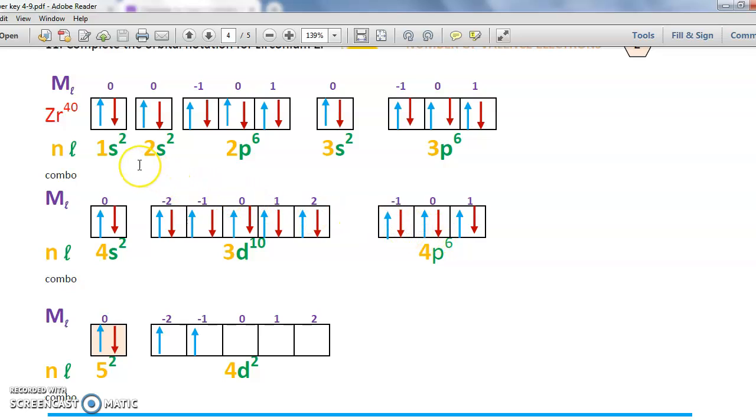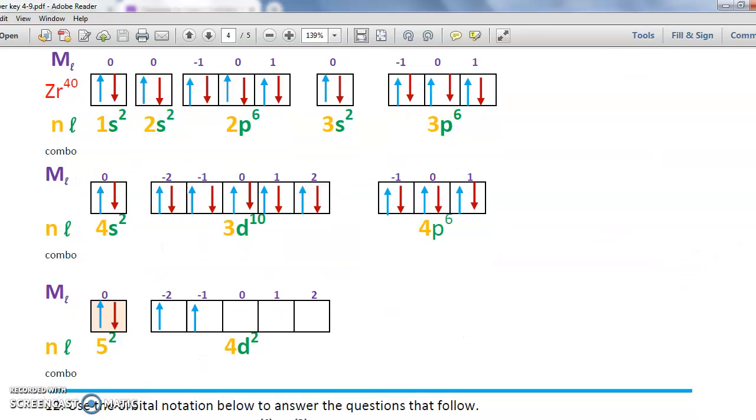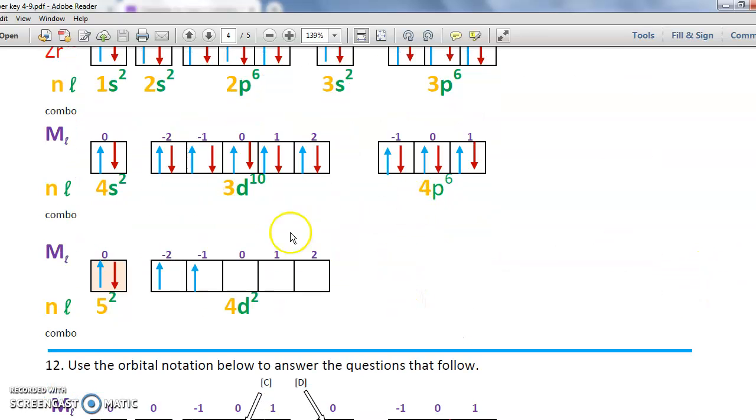So far, it looks like we've found spots for about 36. 2 and 6 is 10, and 2 is 12, and 6 is 18, and 2 is 20, and 10 is 30, and 6 is 36. We need to find spots for 40. So I need to start another level. After the 4P comes the 5S. We're going to put 2 there. And then we go back to the 4D.